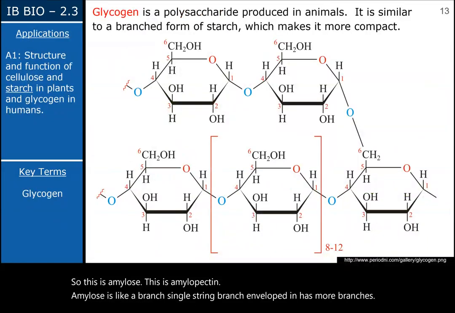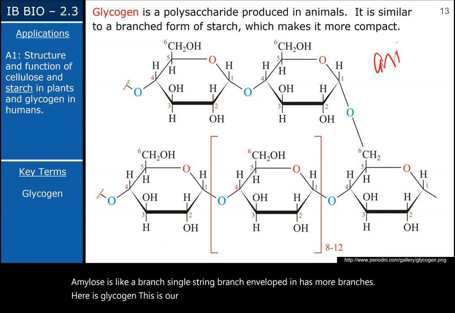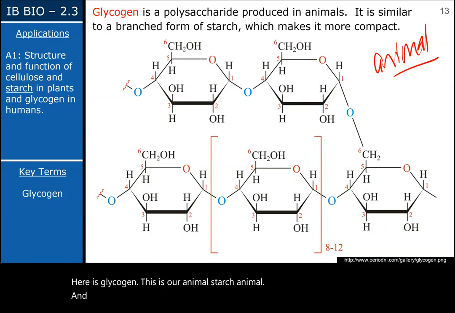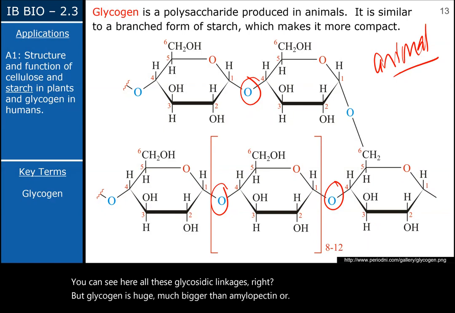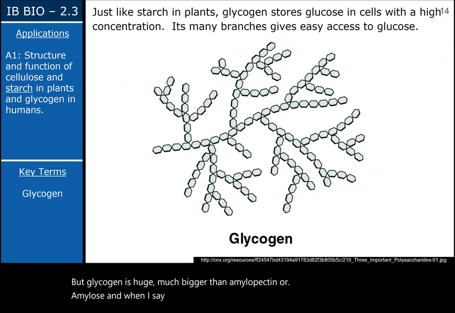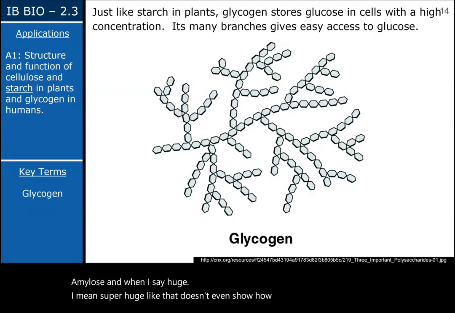Here's glycogen. This is our animal starch. Animal. And it's similar to that branched form of starches in plants. You can see here are all these glycosidic linkages, right? But glycogen is huge, much bigger than amylopectin or amylose. And when I say huge, I mean like super huge. Like that doesn't even show how really big it is.